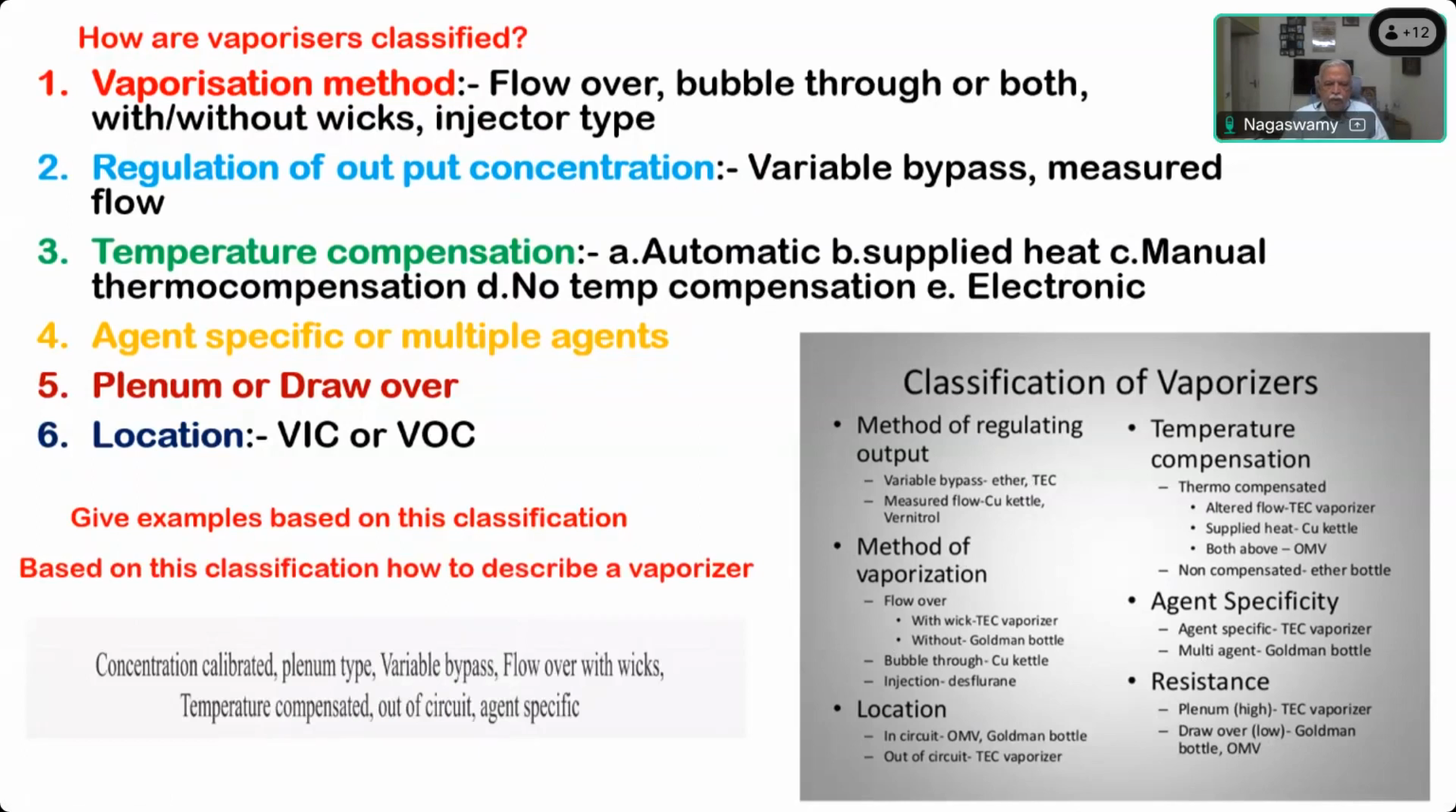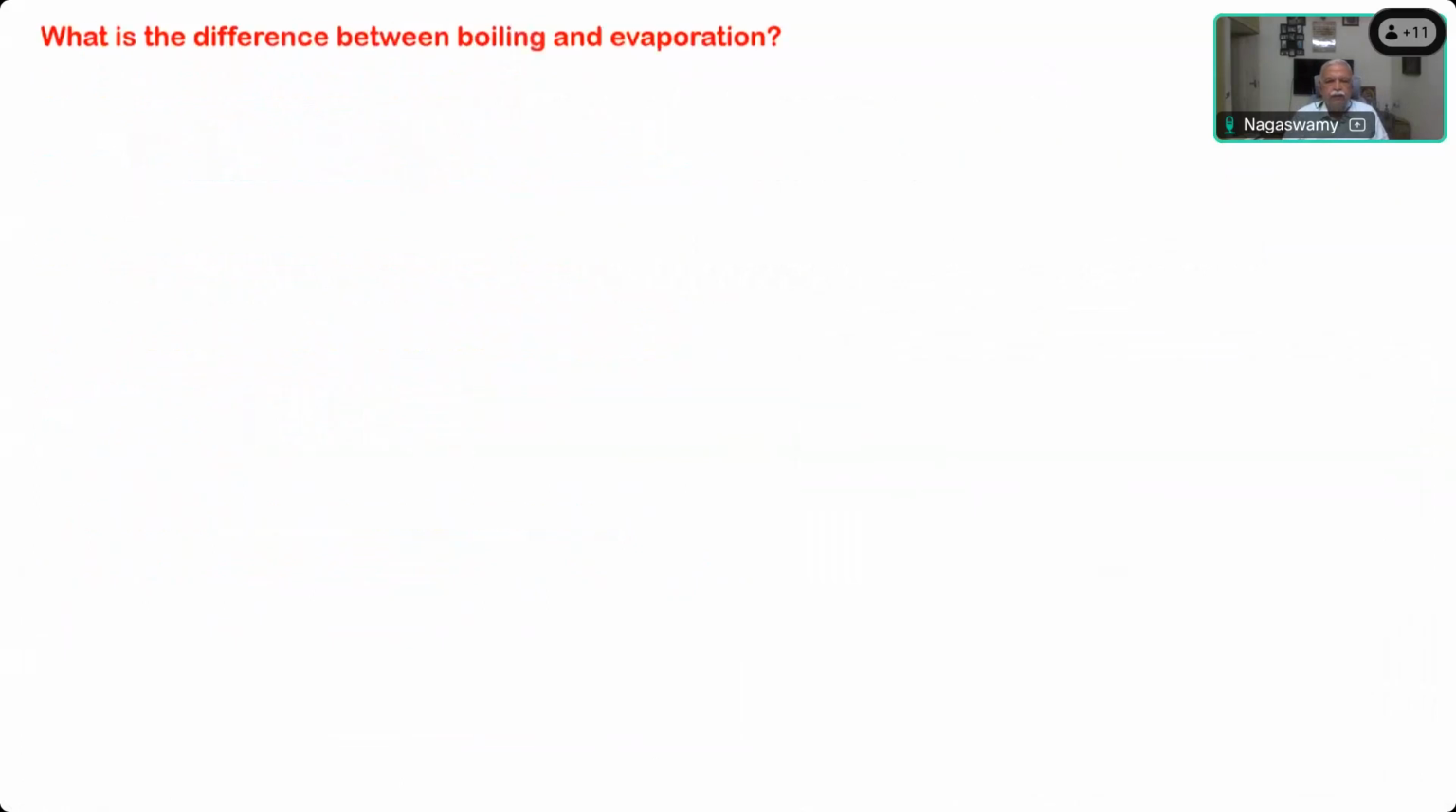So how can you normally describe any vaporizer? You can say concentration calibrated, plenum type, variable bypass, flow over the wicks, temperature compensated, out of circuit. So all these things can be incorporated. And if any examiner asks you, keeping a Tec 6 or a Tec 5 vaporizer in front of you, which will be kept in the exam as a spotter, you will have to give all these descriptions. Okay, so please remember that.